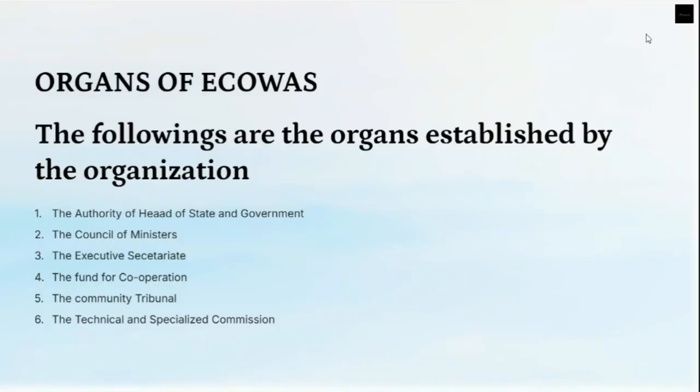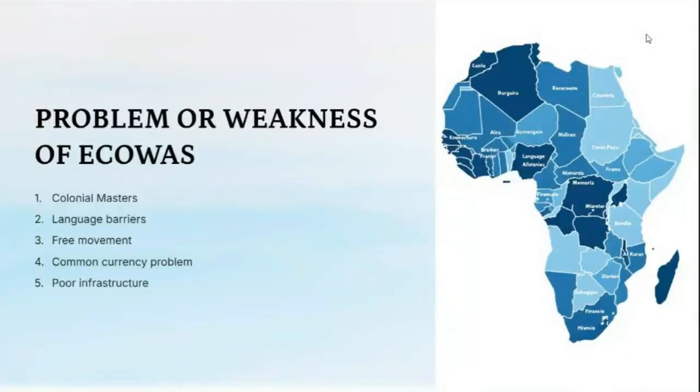So we have the Technical and Specialized Commission. In the Technical and Specialized Commission, there are four. We have industry, which is agriculture and natural resources. We have trade, customs. We have transportation. We have social and cultural affairs. These are under the Technical and Specialized Commission.